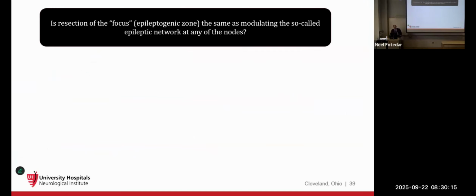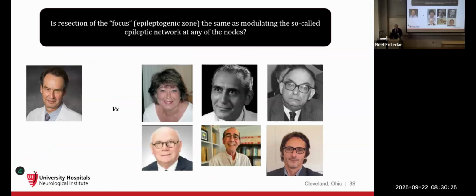So the question then becomes, is the resection of the focus or the zone the same as modulating the so-called network at any nodes? I don't necessarily think that's the case. I think there is no comparison in terms of seizure outcomes for resective surgery versus any other modality. So a well-defined, well-done resective surgery where you remove the epileptogenic zone carefully is far superior to anything else you can do. So, if you look at that landmark trial published in the New England Journal of Medicine, the first one, double-blinded, for temporal lobectomy for temporal lobe epilepsy.